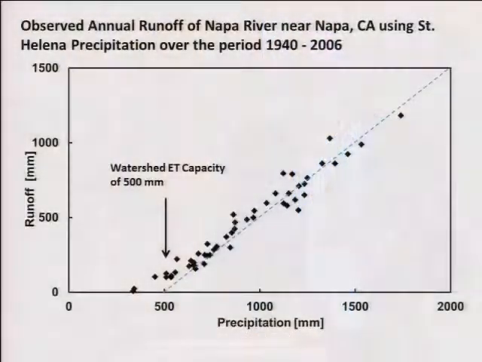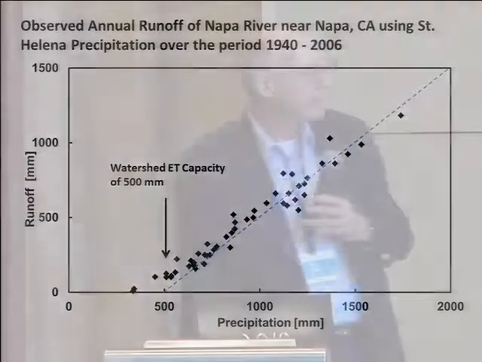So to test this model, I went off and looked at a watershed by hand, grabbing data off the web from the U.S. Geological Survey, grabbing precipitation data from the National Oceanographic and Atmospheric Administration, our weather people, and calculated the runoff depth, R, for each year, and plotted that versus the precipitation depth for that year for 50, 60 years from 1940 to 2006.